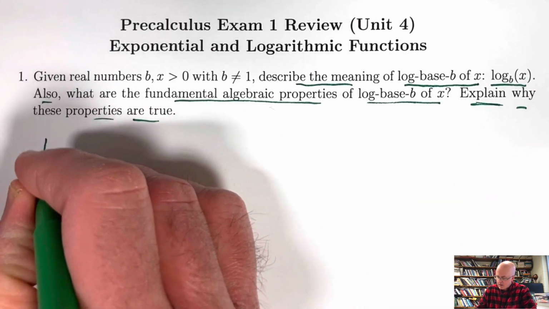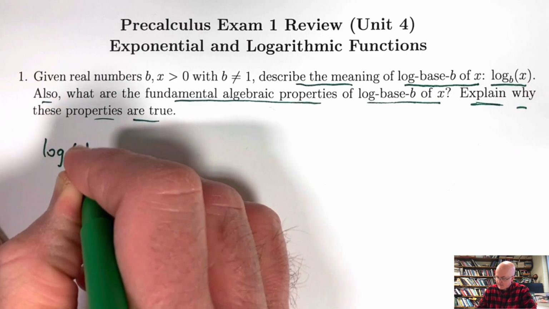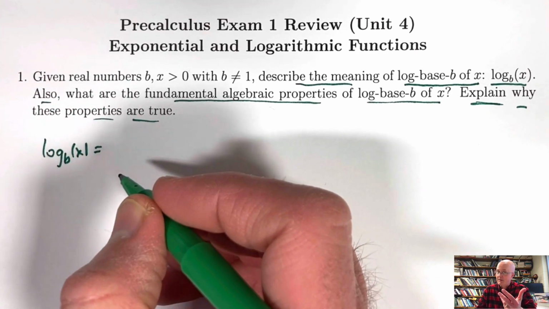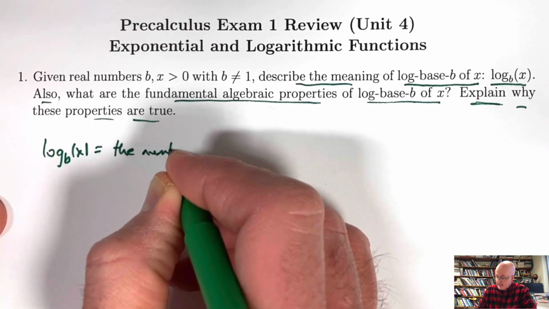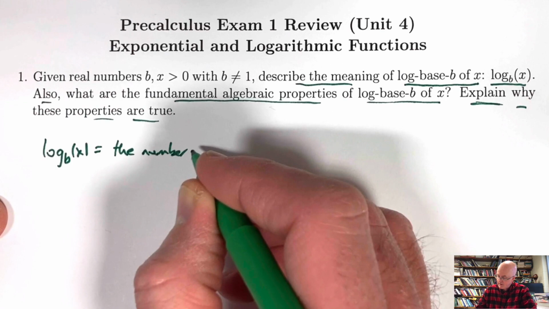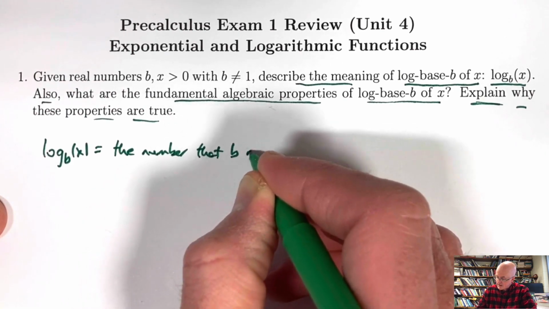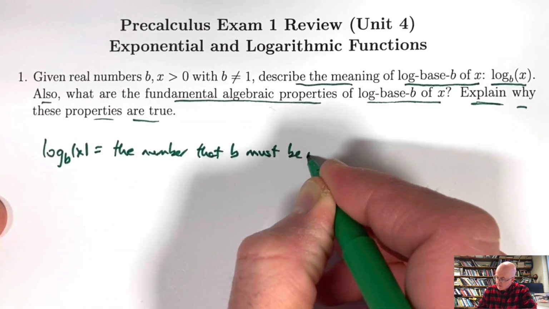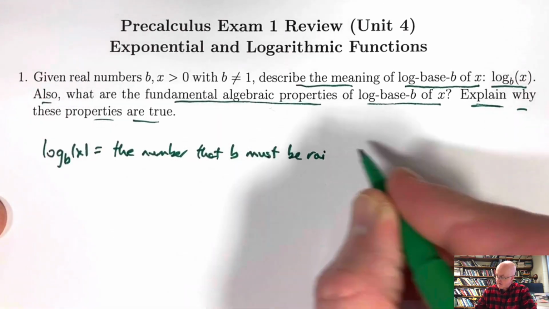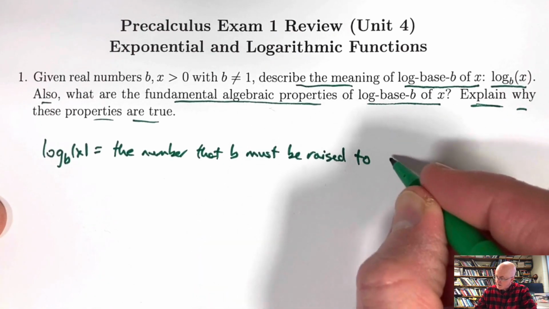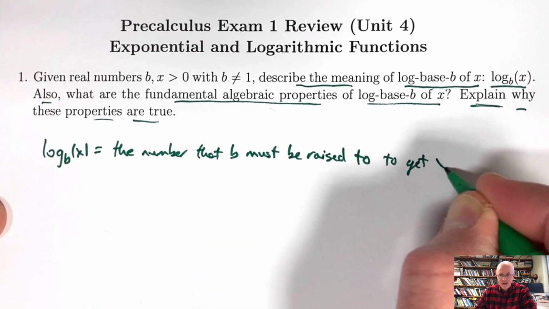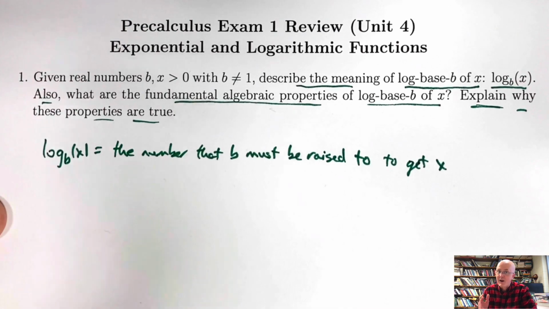So what is log base b of x? This is an exponent that has a certain property. It's the number that b, the base, must be raised to in order to get the number that's in the parentheses there, x. This should beg a question in your mind right away. How do you know there is such a number? Well, we'll talk about that as time goes by here.